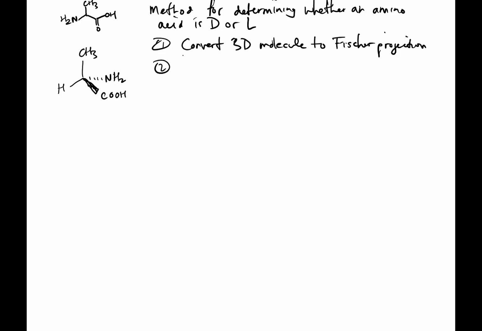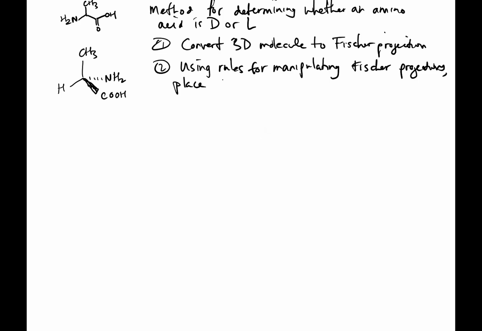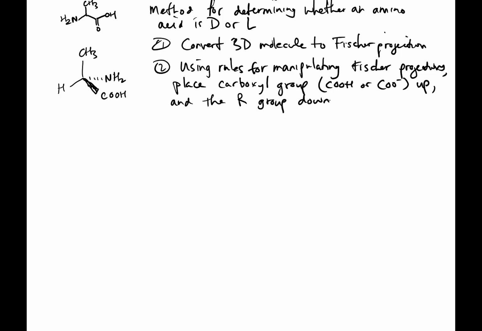So number 2, using the rules we know for rotating or manipulating Fisher projections. Okay, so let's place the carboxyl group, COOH, or depending, COO minus, I suppose, like we just talked about. COO minus up, okay, and the R group down.